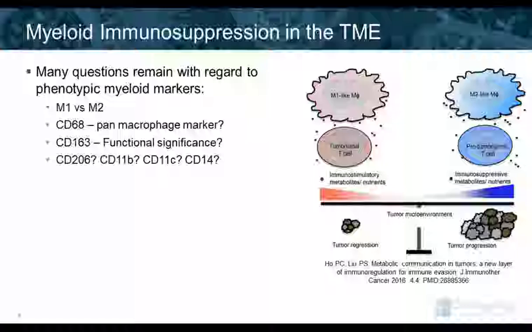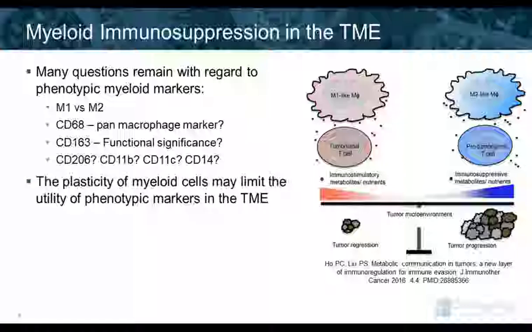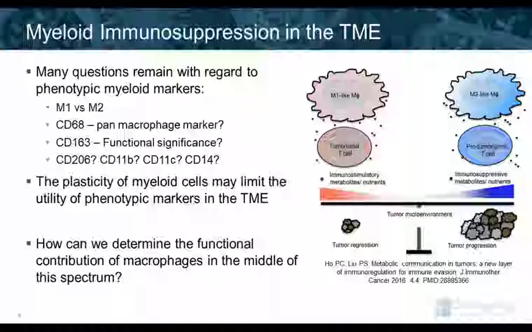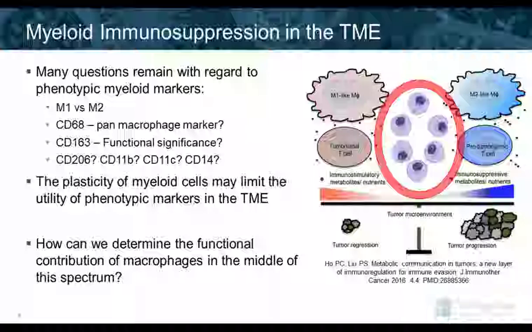So using IHC to phenotype the myeloid compartment of the tumor microenvironment clearly has many advantages and has led to a number of breakthroughs. However, this only gives a snapshot at a fixed point during tumor progression or treatment. The question is, is this a fair way to characterize the tumor given the plasticity of myeloid cells, mainly macrophages? And then finally, how can we determine the functional contribution of macrophages in the middle of this spectrum?